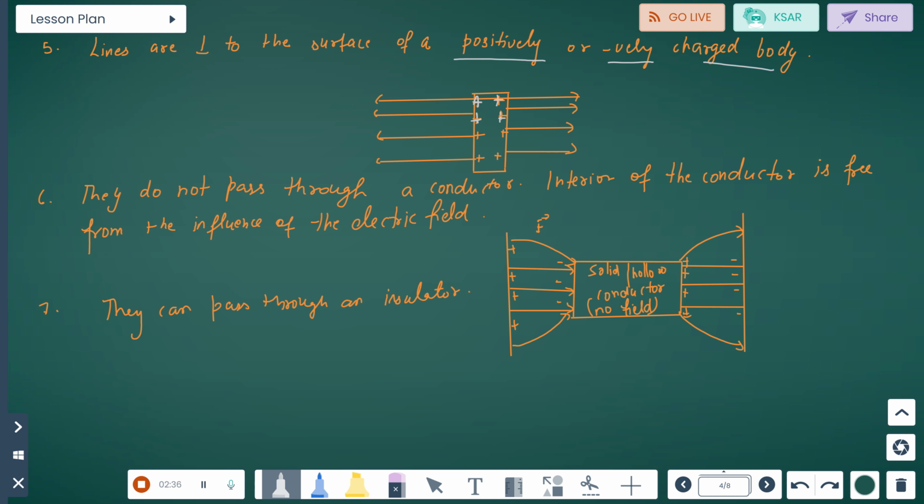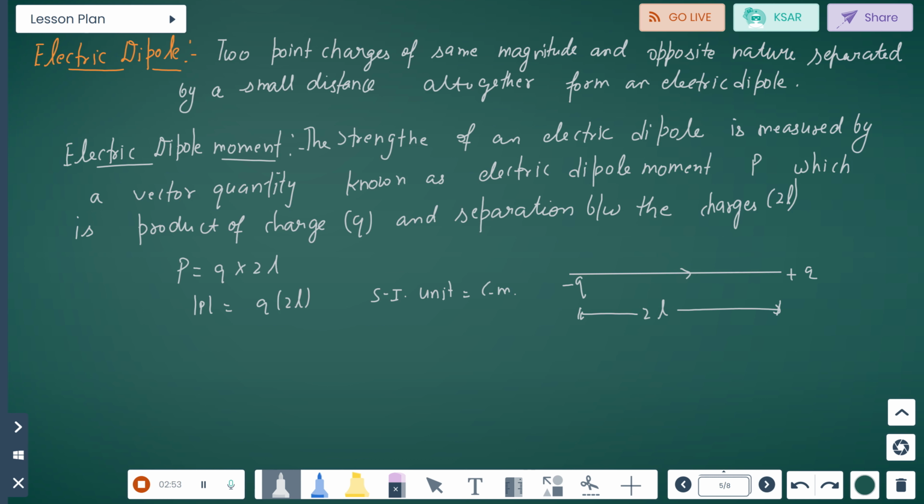They do not pass through a conductor. The interior of the conductor is free from the influence of the electric field. If we have a conductor, it is free, there is no field inside it, because electric field lines do not pass through a conductor, but they pass through the insulator. Now, electric dipole.